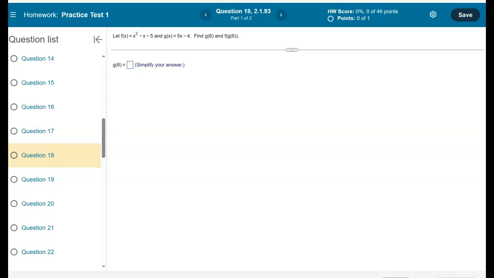Okay, so moving on, let's consider the question here. We are given the function f of x equal to x squared minus x minus 5, and also another function g of x, which is equal to 5x minus 4. Now we want to find g of 6. What does that mean? We want to evaluate our function g when x is equal to 6. And then next, you want to evaluate your function f at g of 6. So whatever result you get from g of 6, you will then evaluate your function at that value.